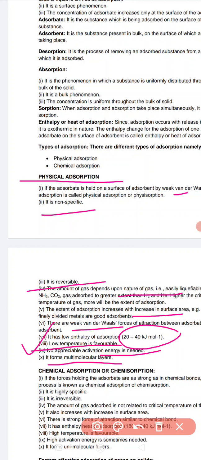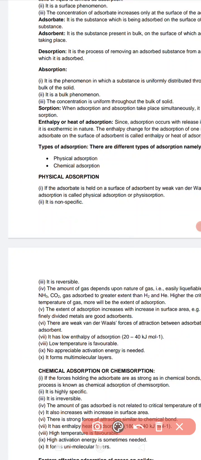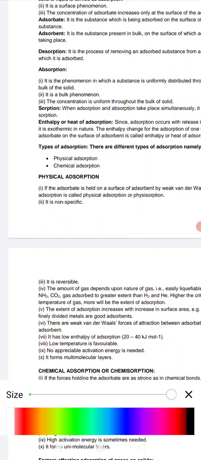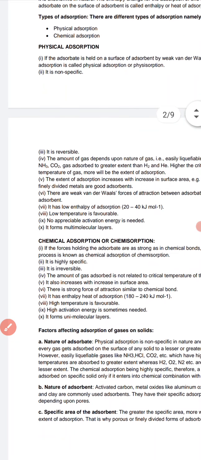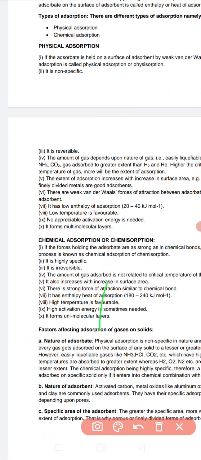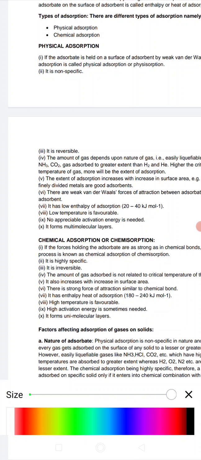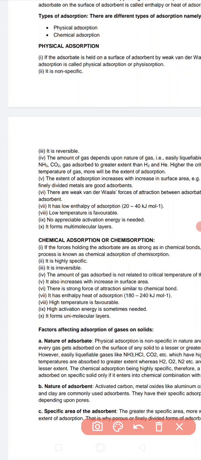After that, we are going to discuss chemical adsorption, which is called chemisorption. In the chemisorption process, first of all, the force holding the adsorbent and the adsorbate in chemical adsorption is a very strong force.